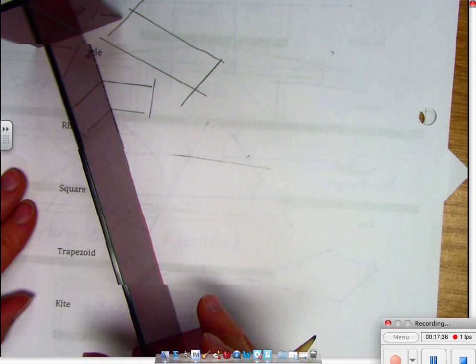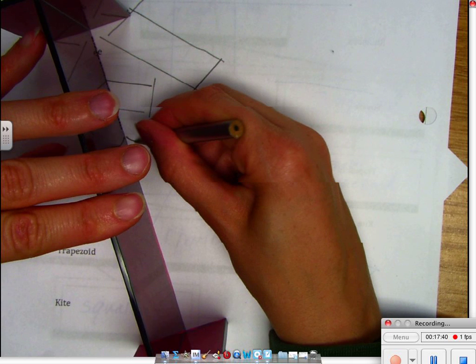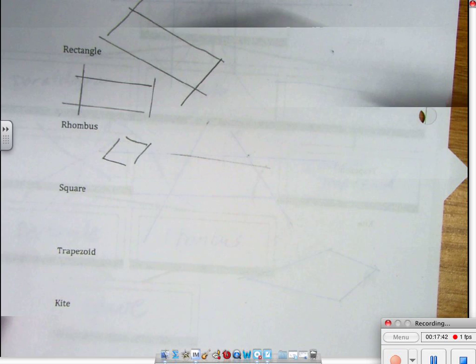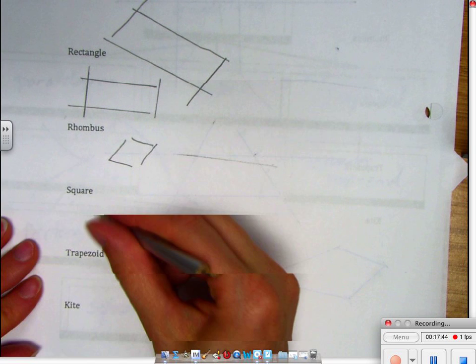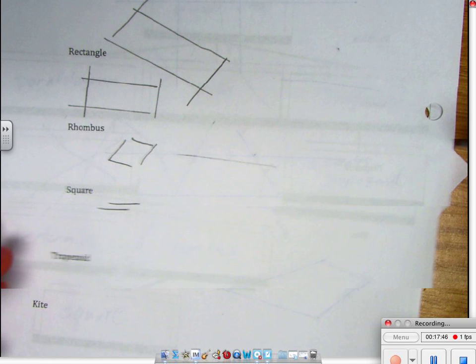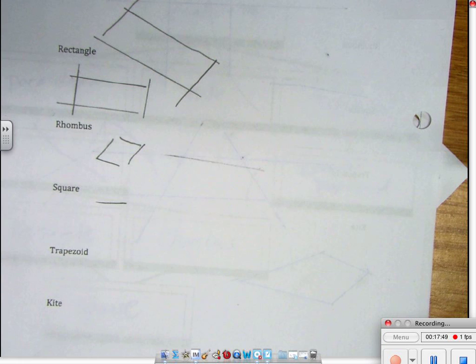Rhombus, I recommend drawing an angle. You look through and you just simply copy the angle on the other side. Okay. A square, you want to make sure all the sides are the same length. That's the only difference from a rectangle.